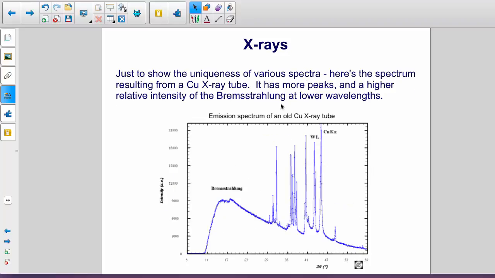To show you an example of real X-ray spectra and just how unique they can be, here's the spectrum resulting from a copper X-ray tube. It has many peaks, as you can see, and a higher relative intensity of the Bremsstrahlung at lower wavelengths.